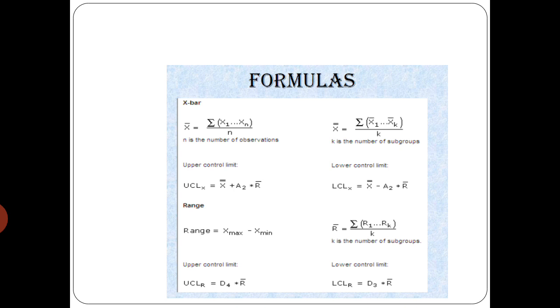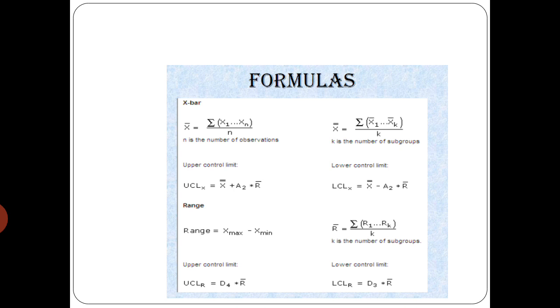So formulas are given here. X bar is the summation of x1 to xn divided by n, where n is the number of observations. The upper control limit formula is given, x double bar plus A2 into R bar. The x double bar formula is also given on the right side, the sigma of x1 bar to xk bar, where k is the number of subgroups.